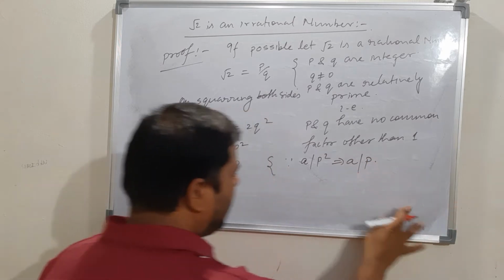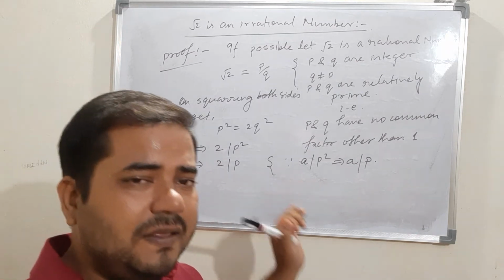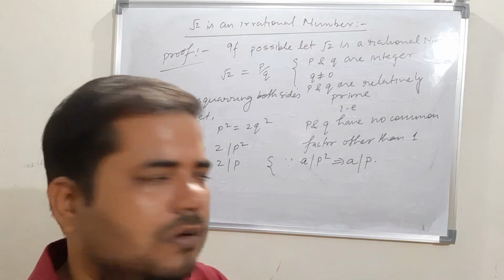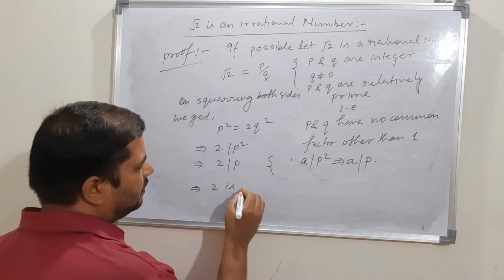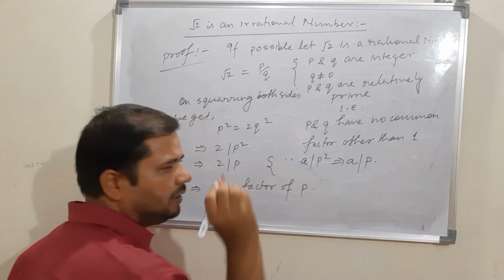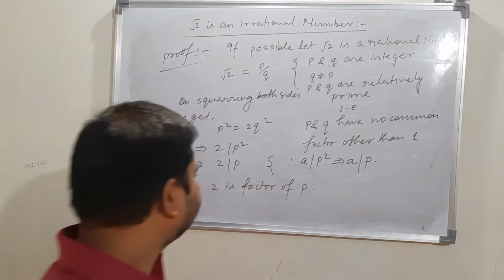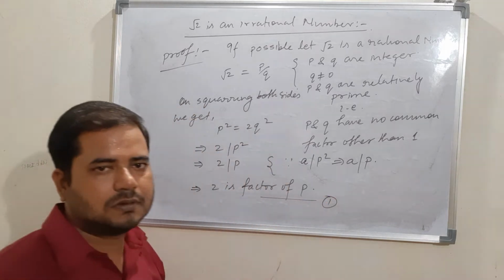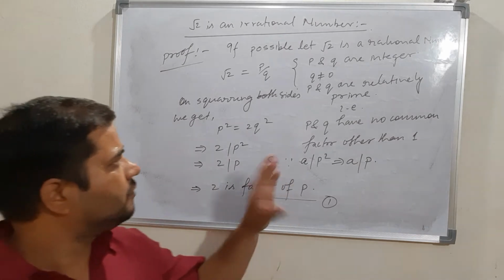And if 2 divides p, that means p is completely divisible by 2. That means 2 is a factor of p. So this is your equation number 1. Please note it down. These are very important things.